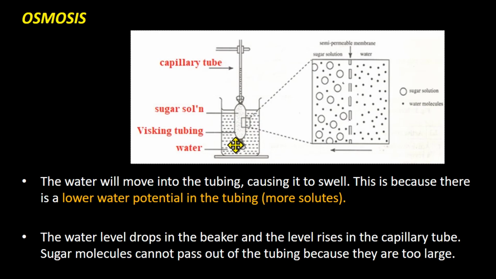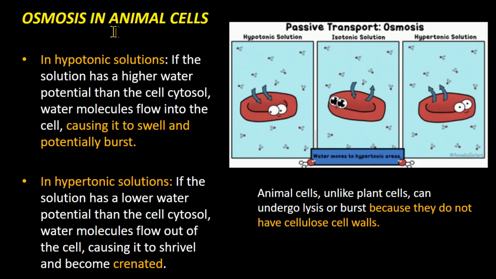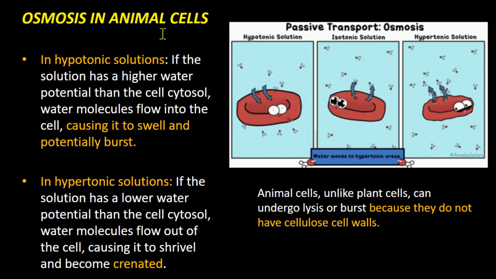This is because there's a lower water potential in the tubing because there are more solutes. There's sugar in here where there's no sugar outside, so there are more free water molecules outside, and the water is going to flow into the tubing. So the water level is going to drop in the beaker because the water is going to flow into the tubing, and the level is going to rise in the capillary tube. Sugar molecules cannot pass out of the tubing because they are too large. Remember, it's partially permeable.